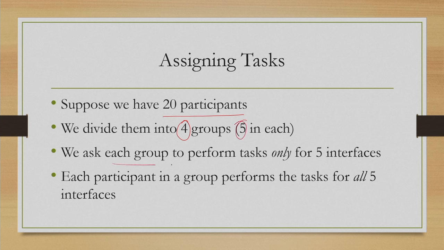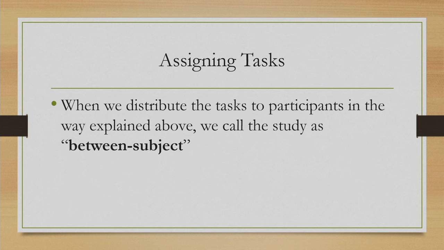We ask each group of participants to perform tasks only for 5 interfaces. So, there are a total of 10 interfaces, and each group performs only for 5 of them. Each participant in a group performs the tasks for all the 5 interfaces. If we design our experiment in this way, that means we assign the tasks in this way, then this is called a between subject study.